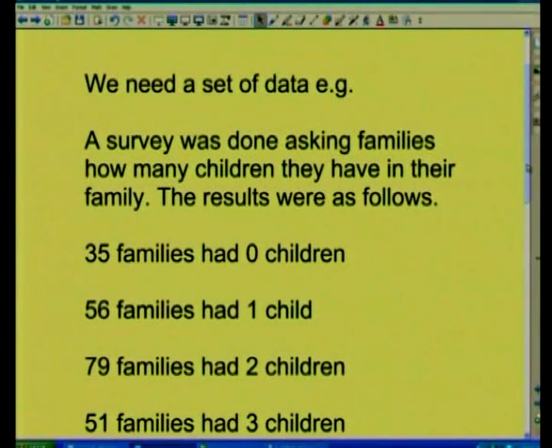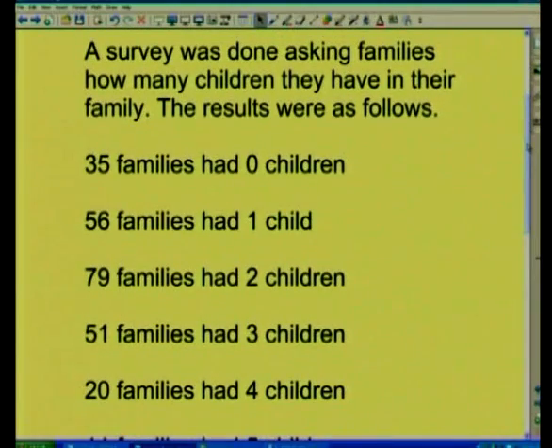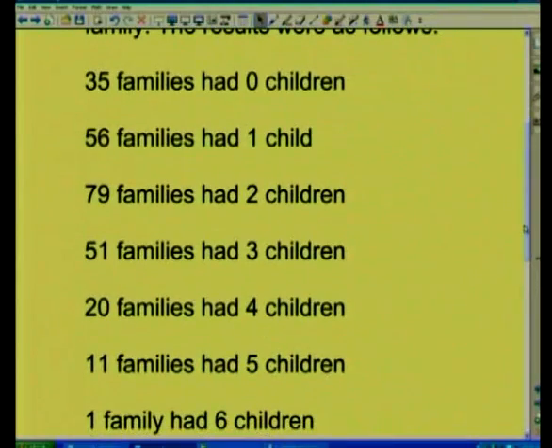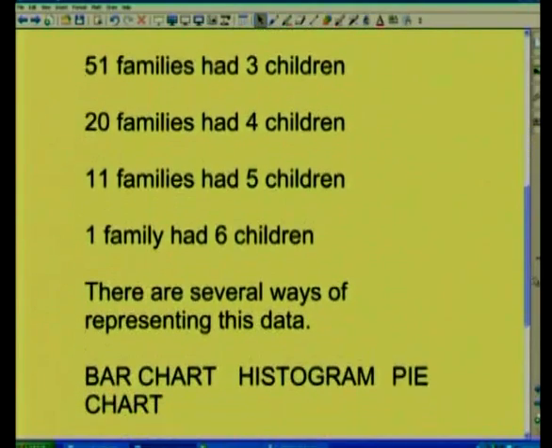So to start off with today, we need a set of data. Let's have a look at what we can use here. A survey was done asking families how many children they have in their family. And the results were as follows. 35 families had 0 children. 56 had 1 child. 79 families had 2 children. 51 families had 3 children. 20 families had 4 children. And 11 families had 5, and lastly, 1 family had 6 children.